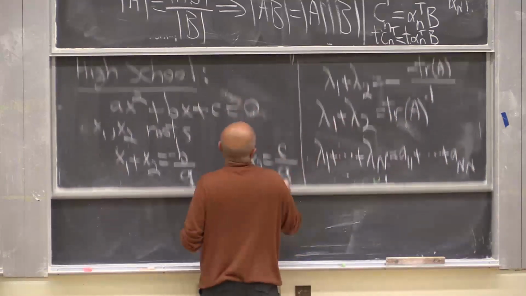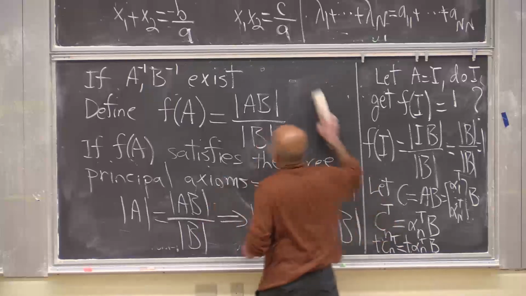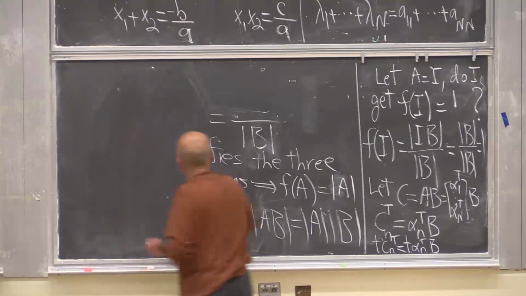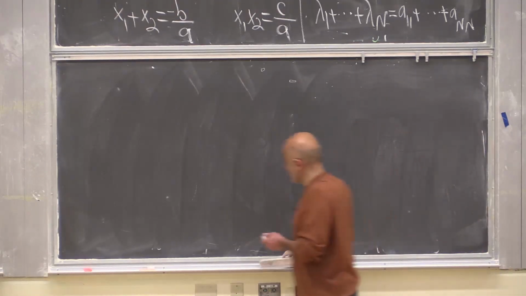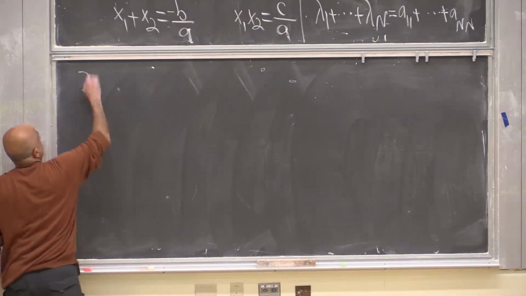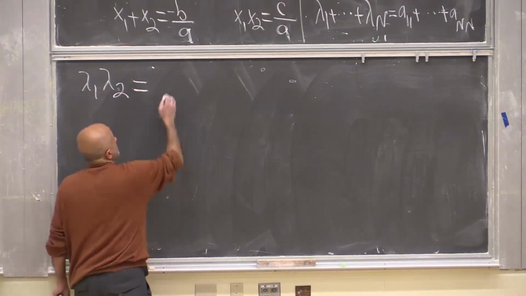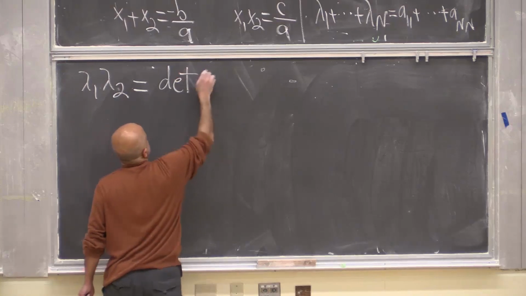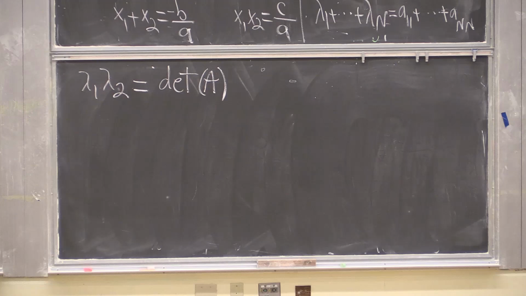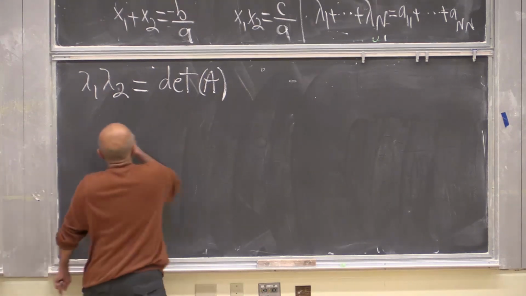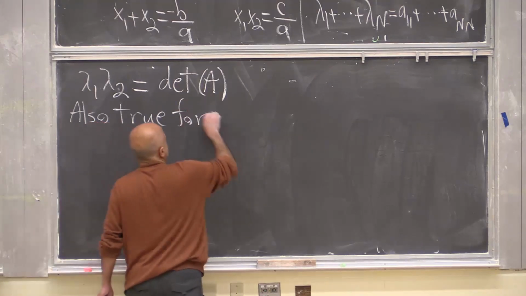What is the product of the eigenvalues? So lambda 1 times lambda 2 is equal to C over, what's my C? The determinant of A. The determinant of any matrix is the product of its eigenvalues. Also true for n by n.